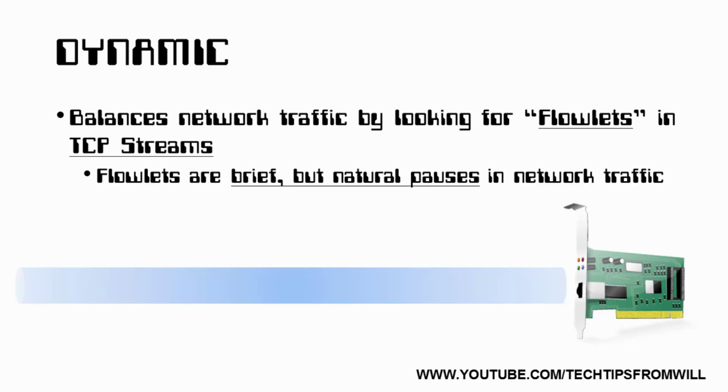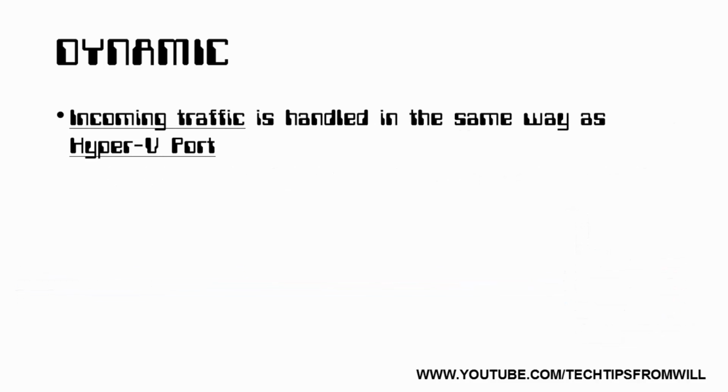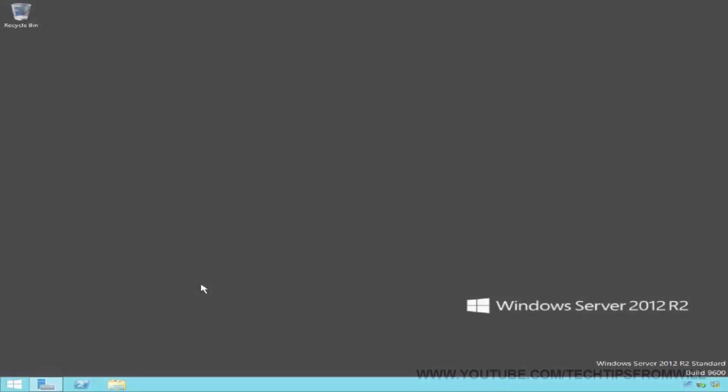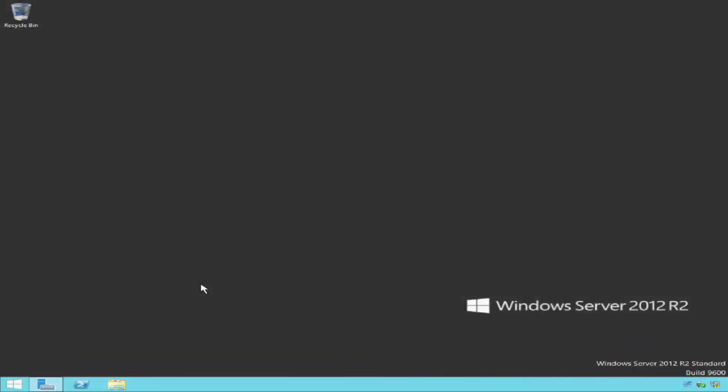With regards to incoming traffic, dynamic load balancing handles incoming traffic in the same way as Hyper-V Port, meaning that dynamic is fully optimized for use in a Hyper-V environment. Now that we have covered the different methods of configuring NIC teaming, let's now take a look at how to set it up. I will now change over to my Windows Server 2012 R2 server so that I can demonstrate how to set up and configure NIC teaming.